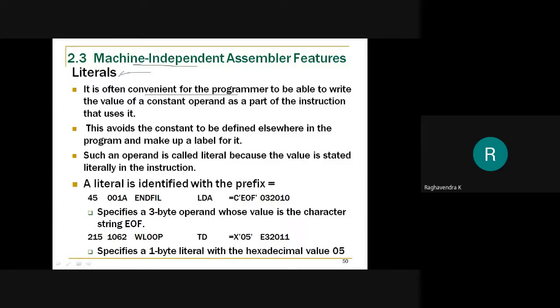Under that, we have already discussed literals. So what do you mean by literal? A literal is something that you specify literally in an instruction, and it is going to be assembled just like a label or a symbol by the assembler. So that is one of the advantages. A literal is identified by an equal to symbol, and whenever you specify a literal, the assembler would generate an address for that particular value, and then use that address to assemble the instruction. This is how literals are handled by the assembler.